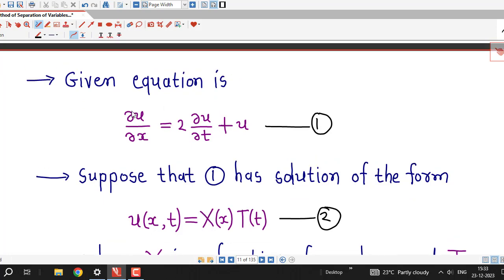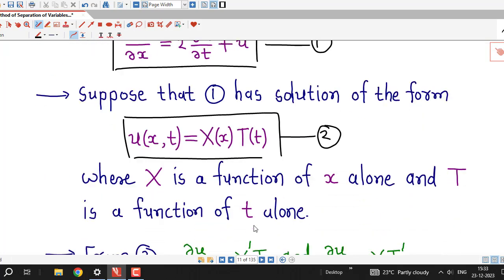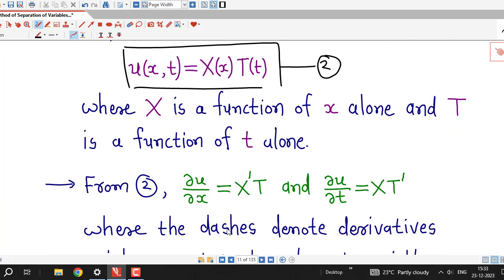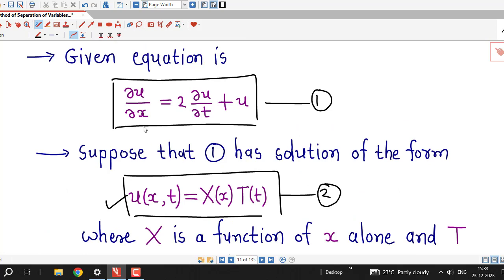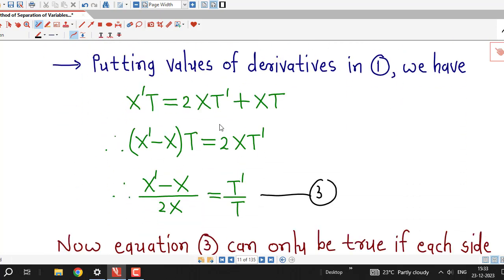I have written this equation first. Given equation is this one. We start with the assumption that equation 1 has a solution in this product form. Then we write down del u by del x, del u by del t, and as I explained, because u is a solution of the given equation, we can substitute del u by del x, del u by del t in equation 1, and we arrive at this equation.